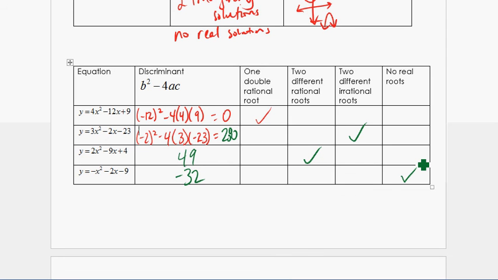So you're going to go ahead and do the practice on the discriminant to determine what type of solutions you get based on your discriminant.